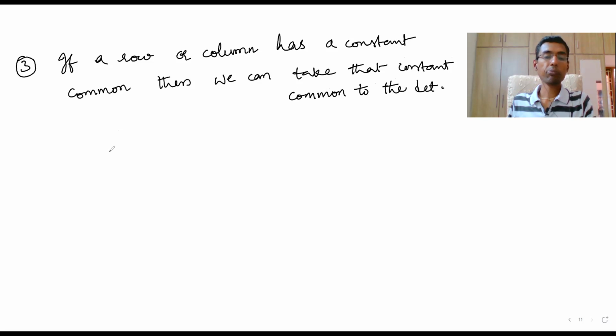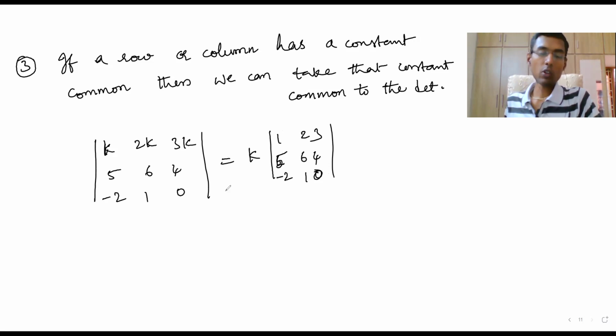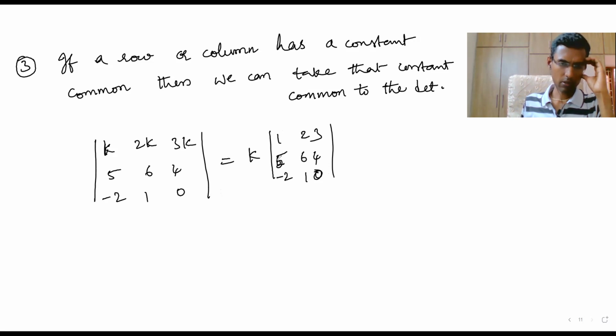So let's say here you have K, 2K, 3K, 5, 6, 4, minus 2, 1, 0. Let's say you have this. What I mean to say is K is common. Entire row, K is common. You can take K common to the determinant like this: 1, 2, 3, 5, 6, 4, and minus 2, 1, 0. Why can you do this?